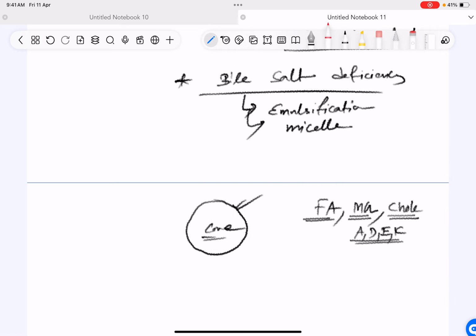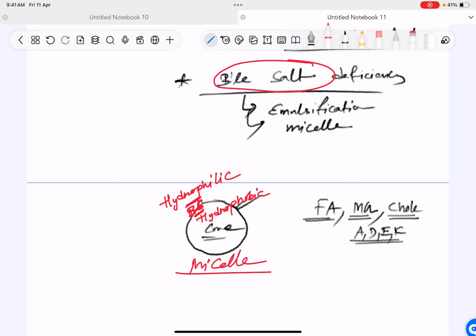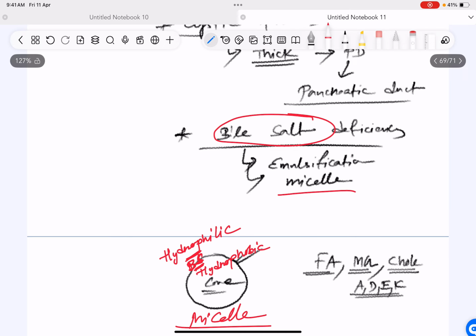And the outer surface is made up of these bile salts. Bile salt, I'll write it BS. Bile salts make up the outer surface. Their inside is hydrophobic and outside is hydrophilic. Inside is hydrophobic, outer surface is hydrophilic. So for this micelle formation you need the bile salts. So bile salt deficiency will cause inability to form micelle and emulsification.